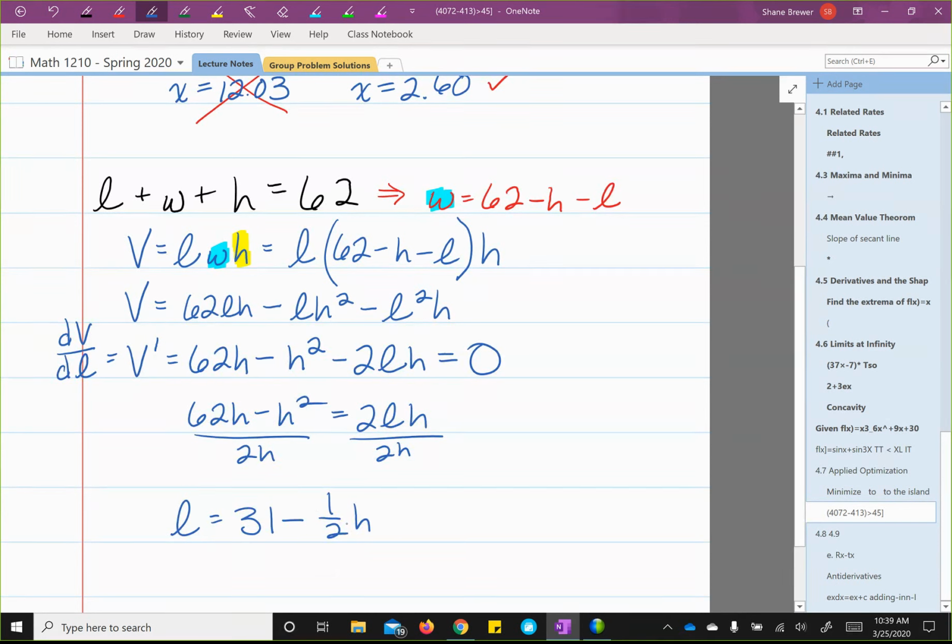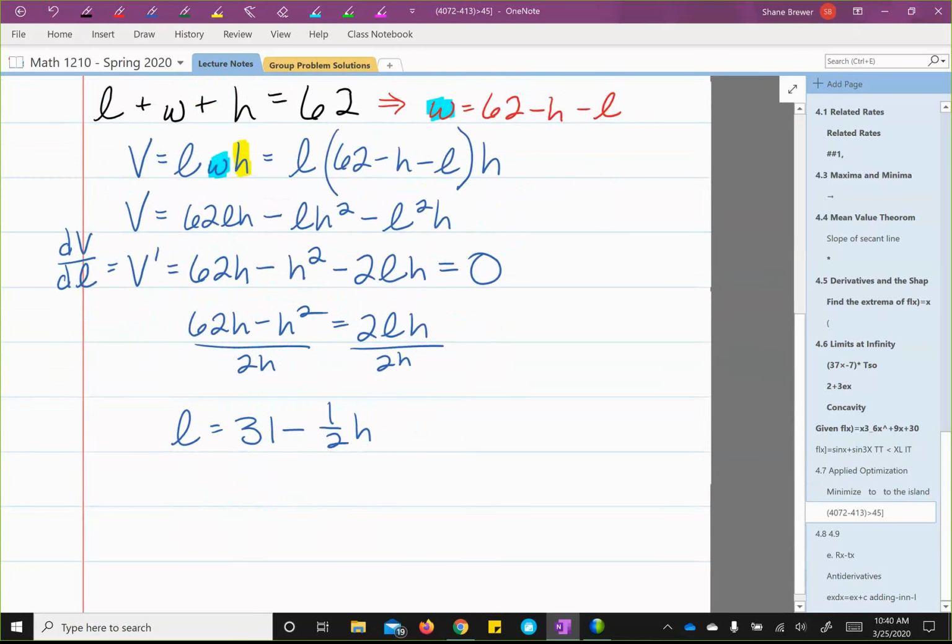31 minus 1/2 H. Okay. So that's when we will get the maximum volume, at 31 minus 1/2 H. All right, so I've talked a little bit. Well, let me just finish. What would the maximum volume be? Well, it's what we get when we use this as L.